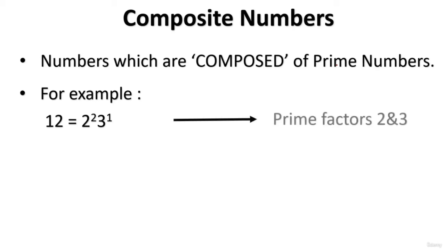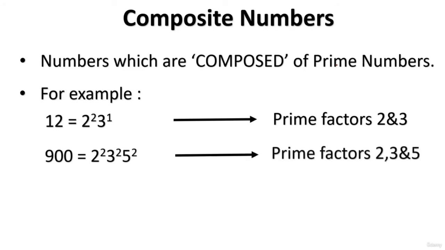Okay, we can also take the prime factors 2 and 3 into consideration and say ki ha, 12 is composed of the prime factors 2 and 3. Hence, it's a composite number of 2 and 3. 900 bhi ho gaya. 2 square, 3 square, 5 square consist of prime factors 2, 3, and 5. Okay, you can take example of 2100 also consists of prime factors 2, 3, 5, and 7.